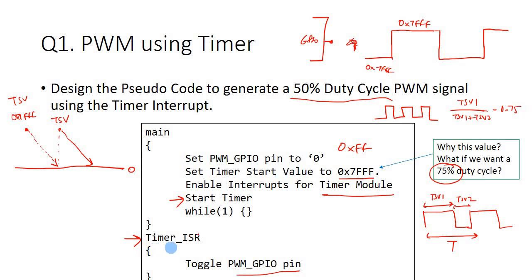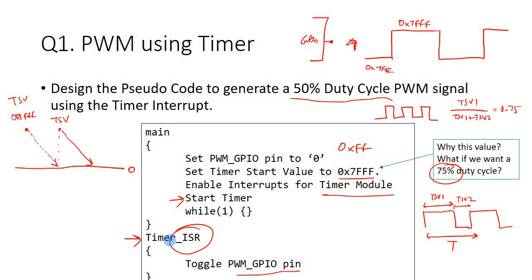Then of course it means that in your ISR, you also need to keep toggling between two TSVs, correct? Currently with 50% duty cycle, the same TSV value is used again and again, so I just need to toggle the pin. But now that I'm going to switch between two different TSV values, I need to make sure that the TSV values are also updated correctly every time an interrupt happens.